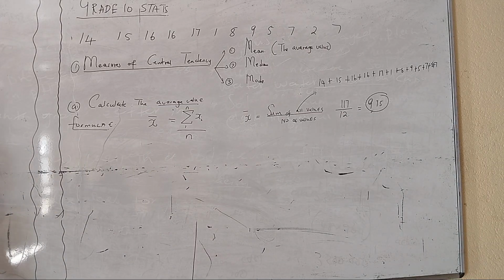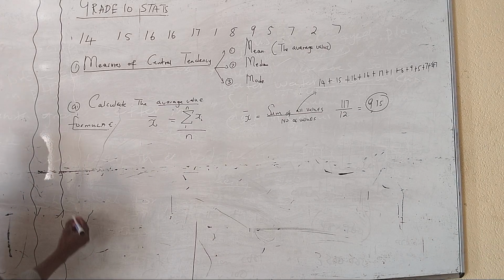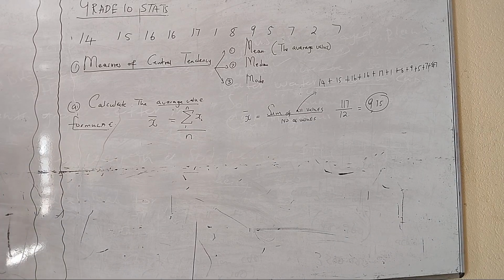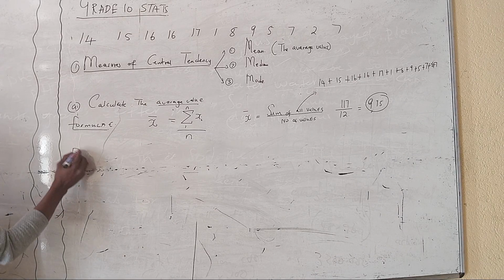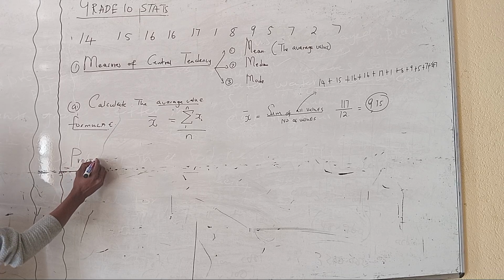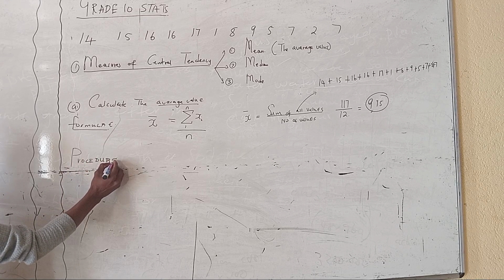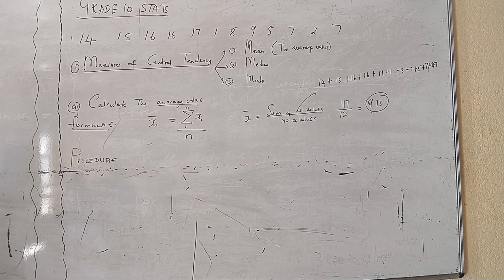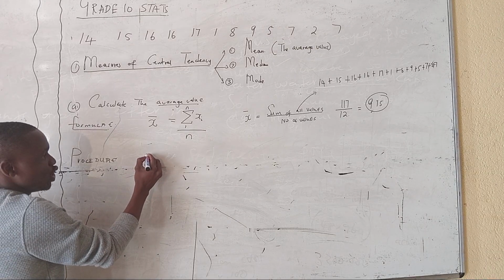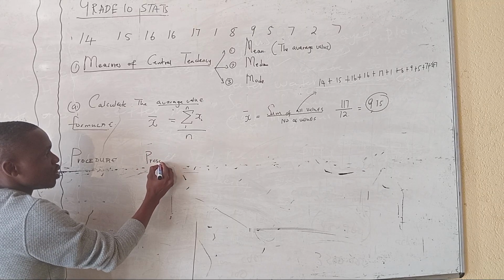Now, I want us to find the mean, but by relying more on our calculator. We are not going to use the formula. The calculator can find the mean. So we are going to look at the procedure that we can follow to find the mean using our calculator. Let us all use our Casio. The first step is to press mode.